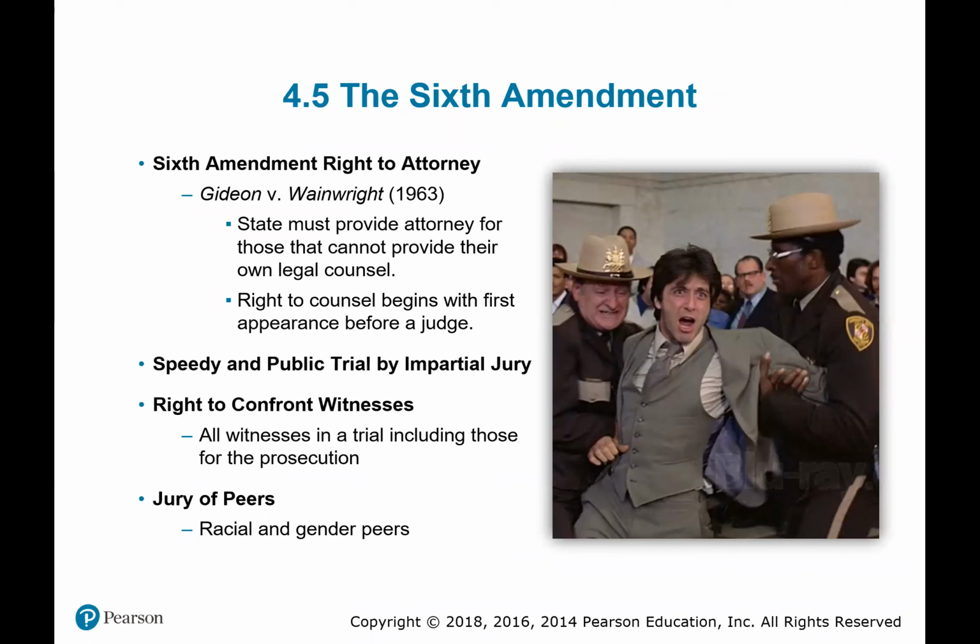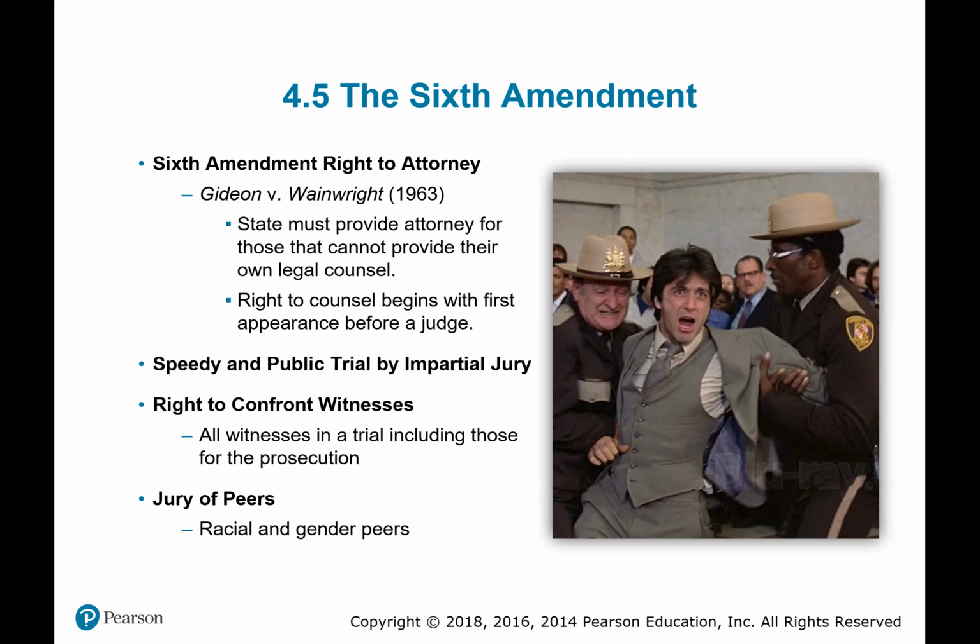The Sixth Amendment is a right to an attorney. That's Gideon v. Wainwright. So the state, as well as the federal government, must provide an attorney for those who cannot provide their own legal counsel. And the right to counsel also begins with the first appearance before a judge. It used to be that later on in the process they would be given an attorney, and usually it was a moot point at that point. Also, later rulings were that the attorney has to do a diligent job. They can't just sit there and do nothing and just be kind of a creature of the court to expedite matters.